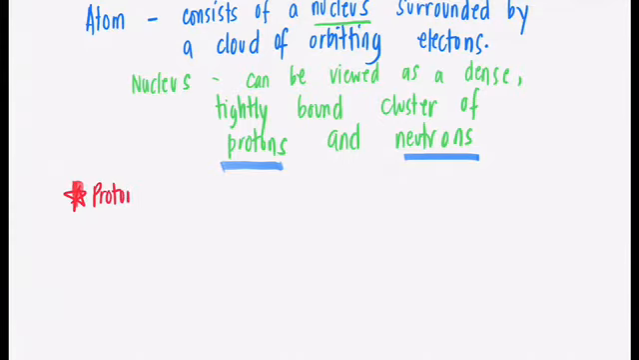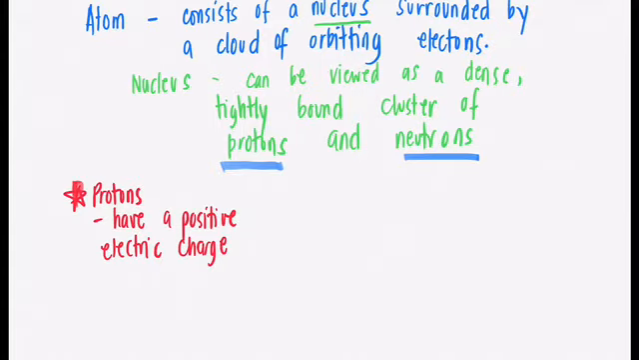So, protons. This has a positive electric charge that is equal in magnitude to that of an electron, while neutrons have no charge. Take note, as their name implies, neutrons have no charge.